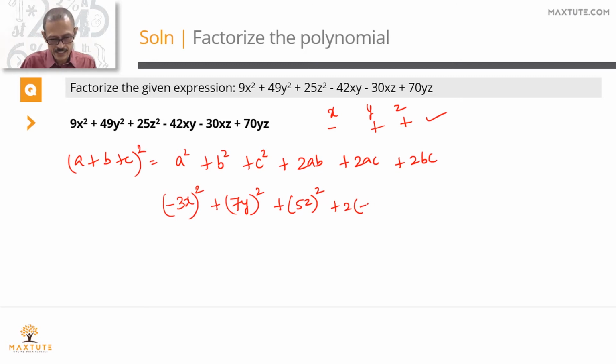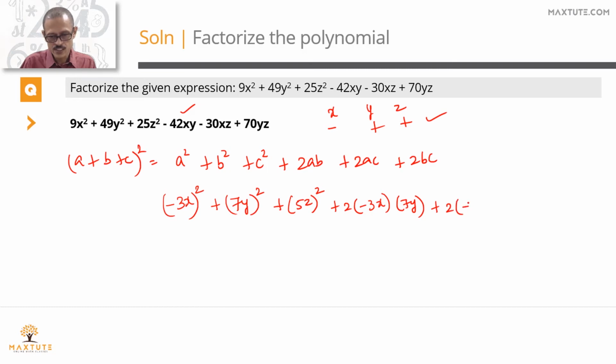Now 2ab, 2 times, what is a? A is minus 3x. And what is b? B is 7y. Let's see whether it matches one of these terms. Minus 3 into 7 is minus 21, into 2 is minus 42xy. Yes, makes sense.